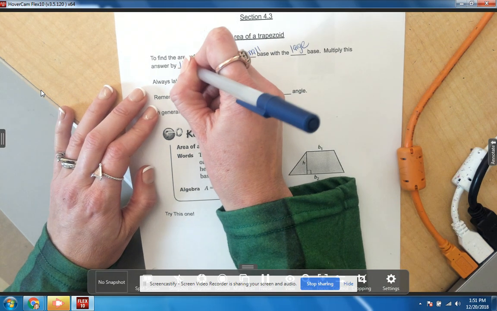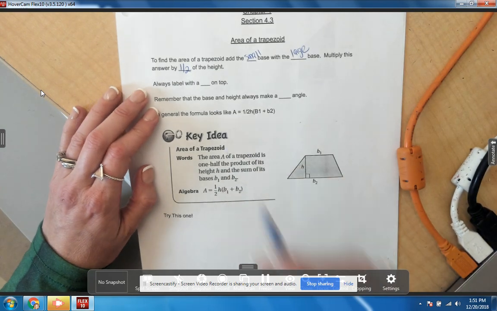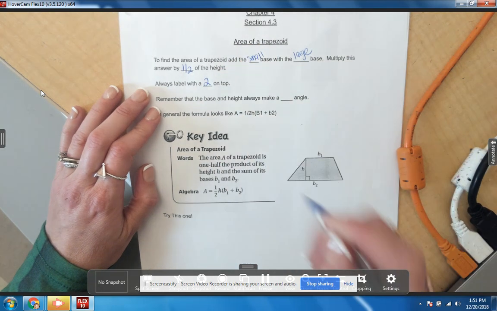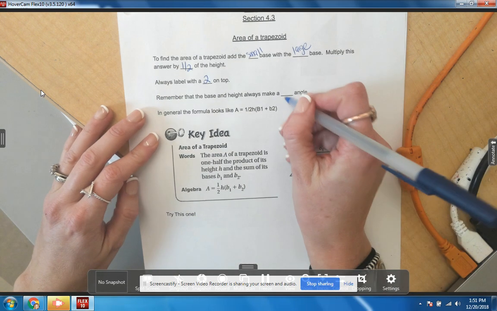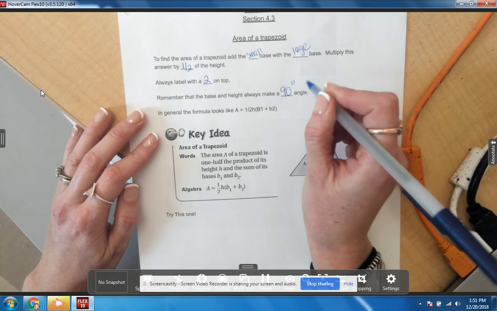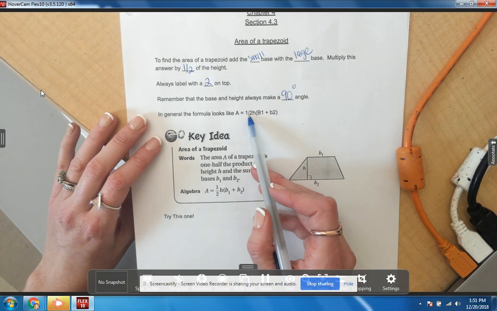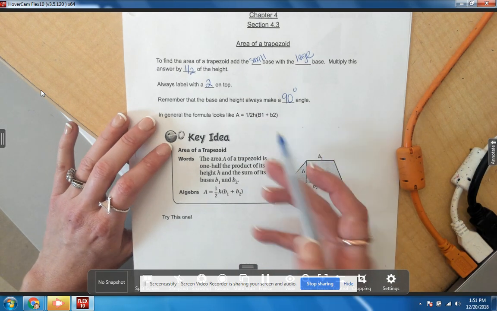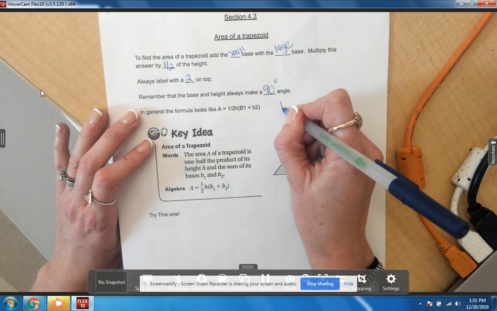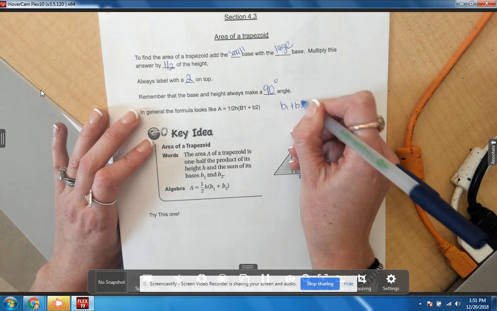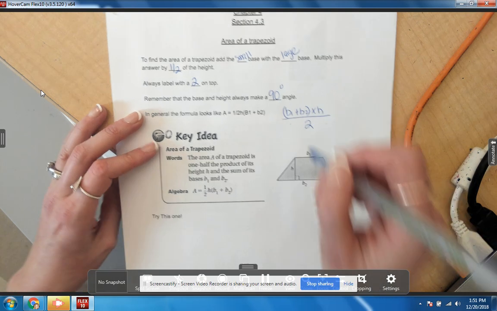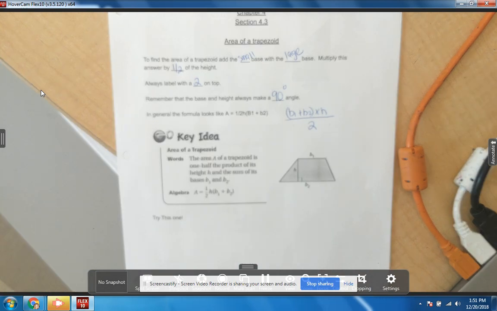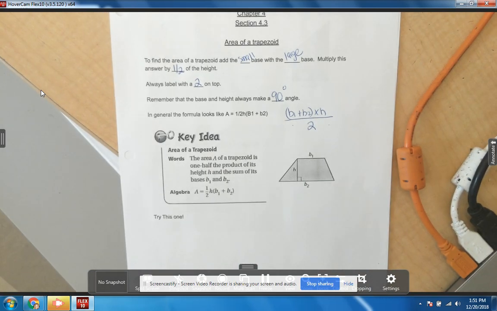Multiply this by half of the height. Always label with a 2 on the top. We've been saying that for all of our area formulas. You put a 2 on the top. And remember that the base and height always make a 90-degree angle. So in general, the formula looks like this. Half of the height times base 1 plus base 2. Another way that I have seen it is base 1 plus base 2 times the height, and then the entire thing divided by 2. So that works as well. It just depends on preference. They both mean the same exact thing.